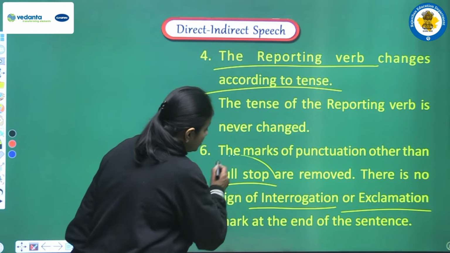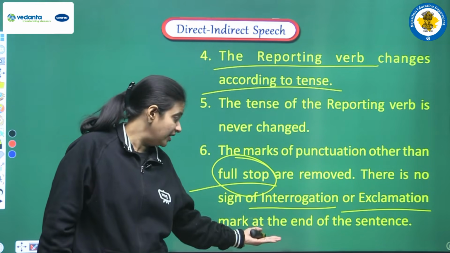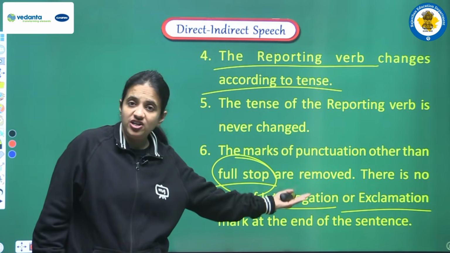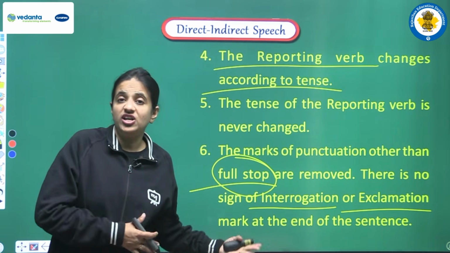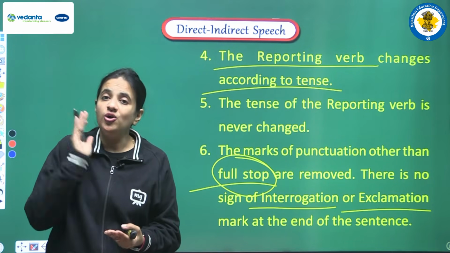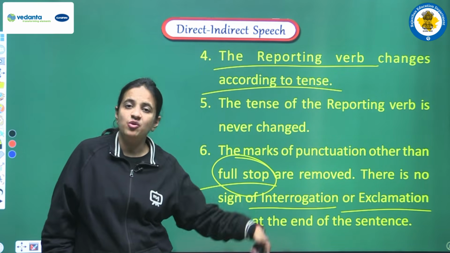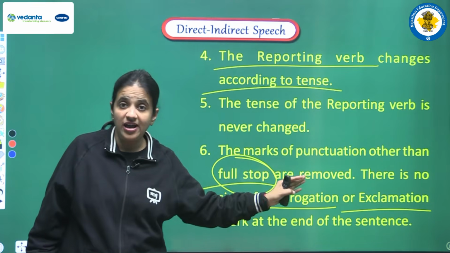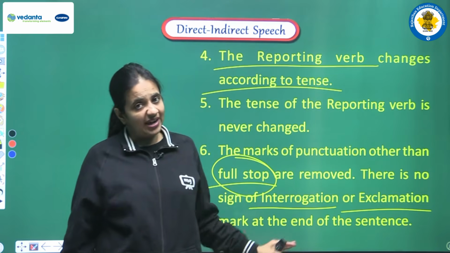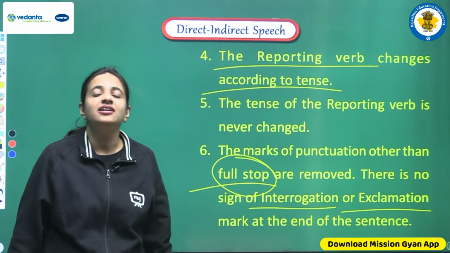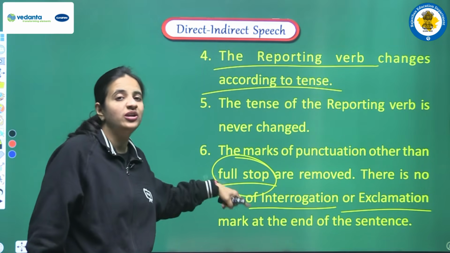Only and only full stop will be there, and all the other marks, whether inverted commas, or the interrogation mark, that is the question mark, or the exclamatory mark, all the other punctuation marks will be removed. Only and only full stop will be there at the end of the sentence. And yes, this point we will discuss in a very detailed manner when we discuss interrogative and exclamatory sentences. But right now just understand that in a sentence of indirect speech, at the end of the sentence there can be only and only full stop.